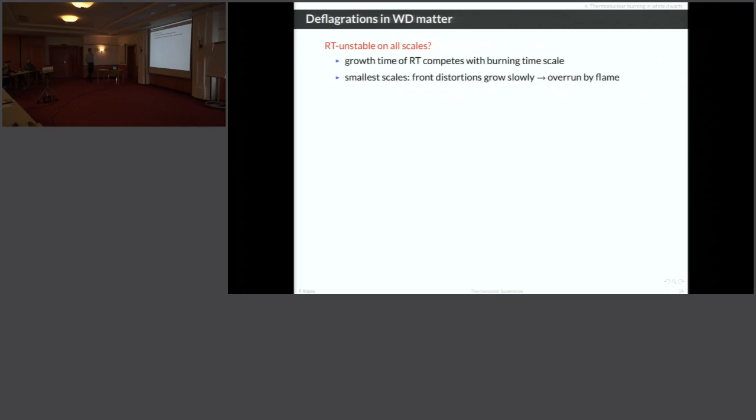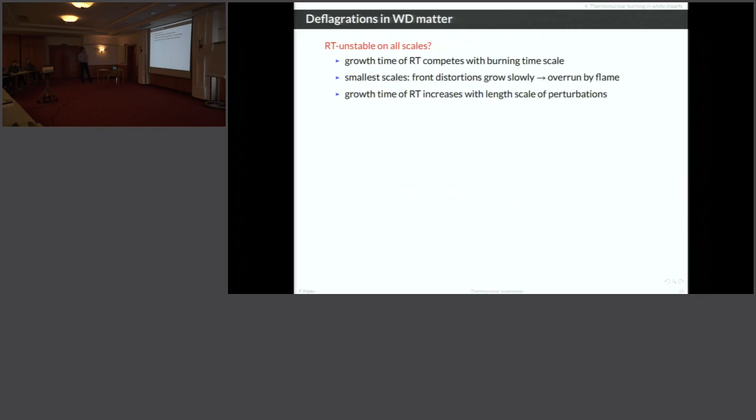So on the smallest scales, one finds from linear stability analysis that small perturbations with small wavelengths will grow slowly due to the Rayleigh-Taylor instability, and they will be too slow to compete with the flame propagation. So they will just be overrun by the flame. So that means that at the smallest scales, the Rayleigh-Taylor instability will not be active.